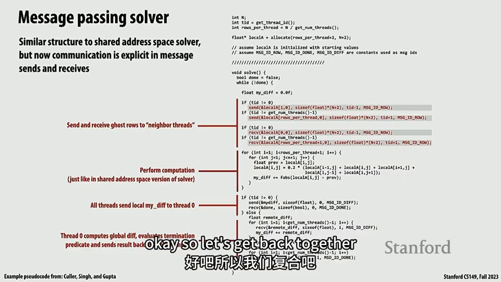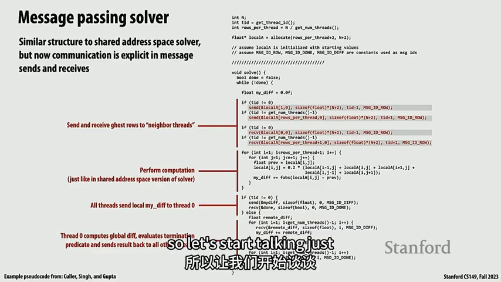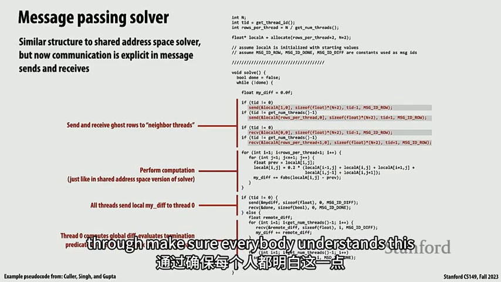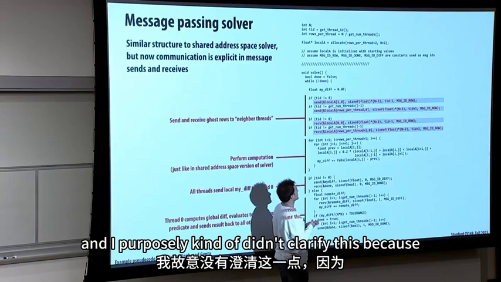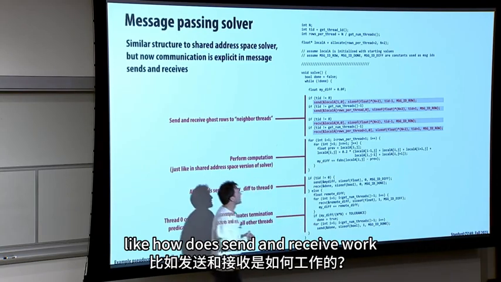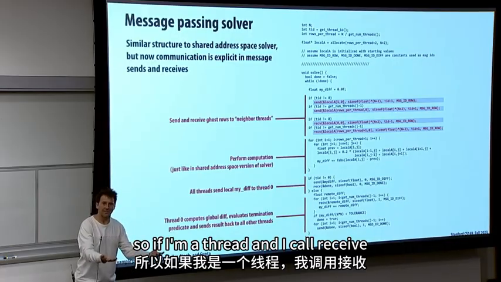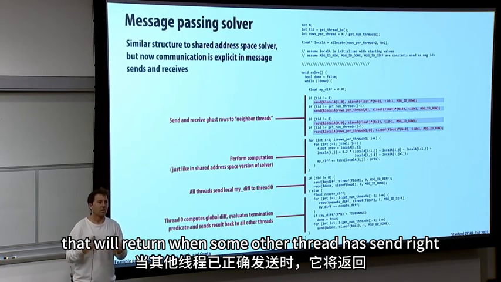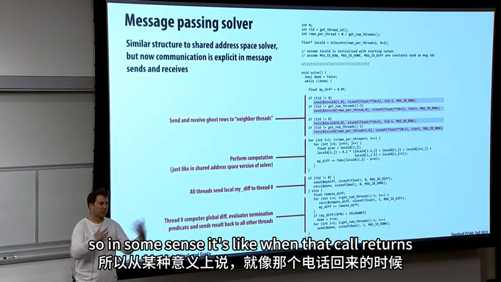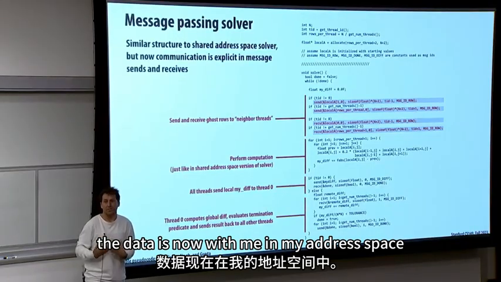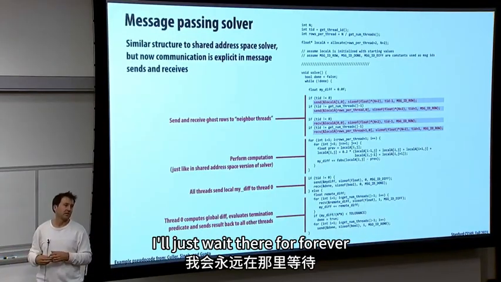Okay, so let's get back together. I think most people have converged in the conversation. So let's talk through this and make sure everybody understands it. There was a question about how a send and receive work, and I purposely didn't clarify this because I was going to get into it a little bit more later. So if I'm a thread and I call receive, that will return when some other thread has sent, right? So in some sense, when that call returns, the data is now with me in my address space. So technically, if I call receive and nobody sends me anything, I'll just wait there forever.